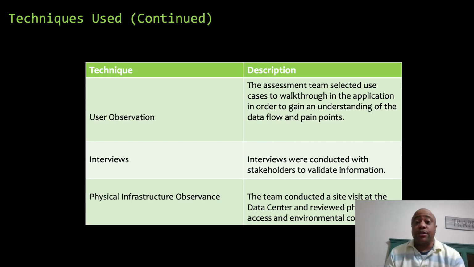The next technique we used was user observation. Basically, our team selected various use cases and walked through those use cases in the application so that we could get a better feel and understanding of how that data flow worked, what the information architecture was like, identifying any pain points and noticing any vulnerabilities we saw ourselves firsthand. And then after that, we conducted some interviews with some of the main stakeholders in order to validate some of the information that we did gather and have.